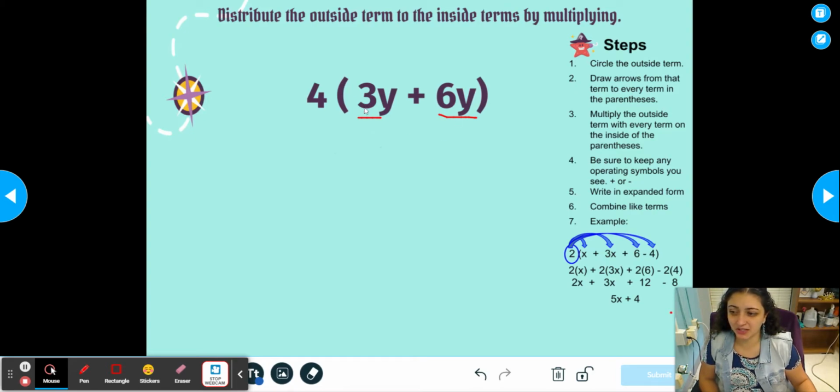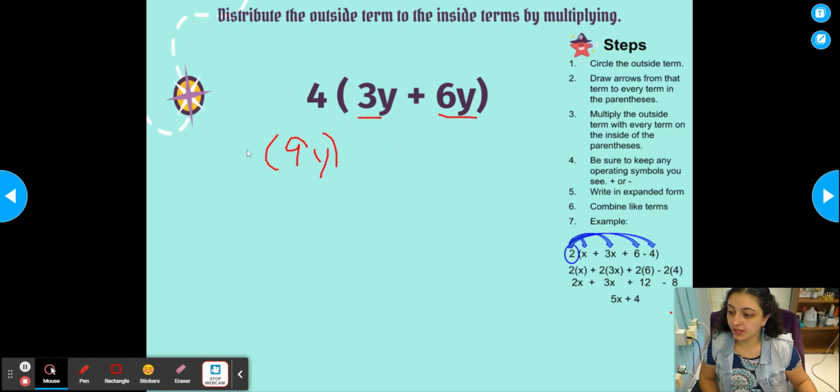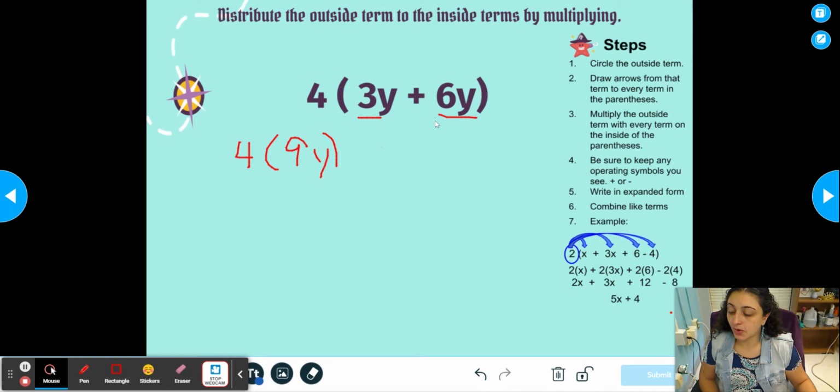And this is basically like saying y 3 times plus y 6 times. And if I had 3 y's and I added them to 6 y's, now I would have 9 y's, right? And I'm going to bring everything else down. So I combined 3y and 6y, and I got 9y, keeping it in the parentheses.